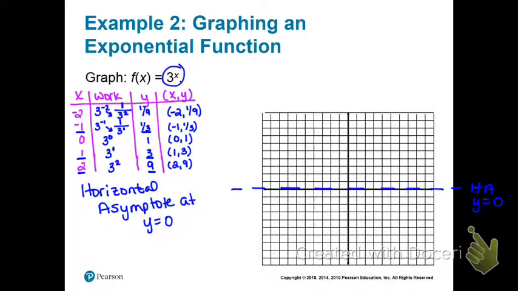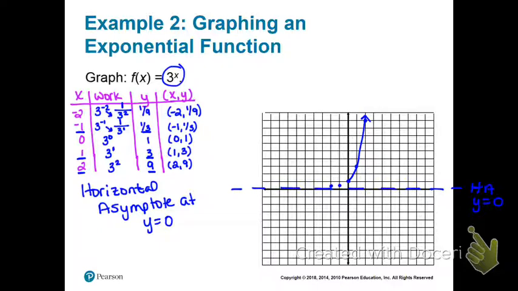Then we're just going to plot our other points. So we got the point -2 and 1/9. So I'm going to go to the left 2 and up 1/9. Now I don't know exactly how far up 1/9 is, but I know it's between 0 and 1, closer to 0. So I'm just going to estimate it and do my best there. Then I got -1 and 1/3, 0, 1, 1, 3, and 2, 9. Now when I graph this, it should be a smooth curve, so I'm going to do the best I can.